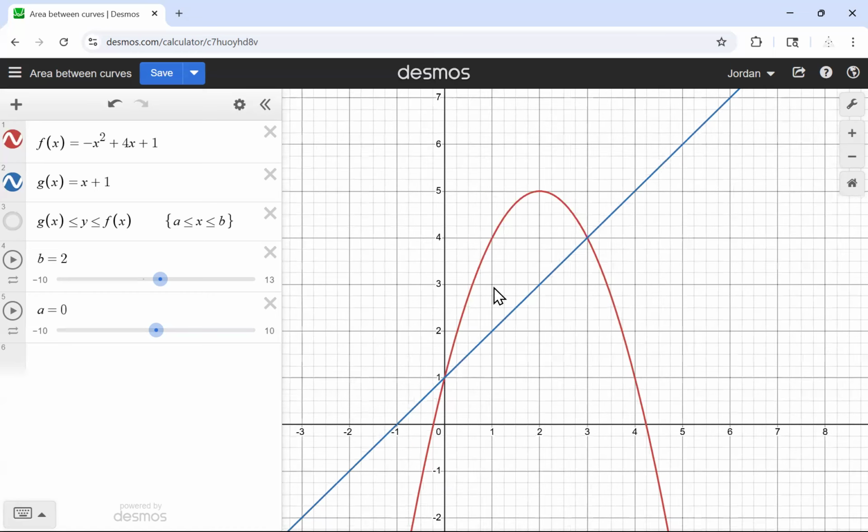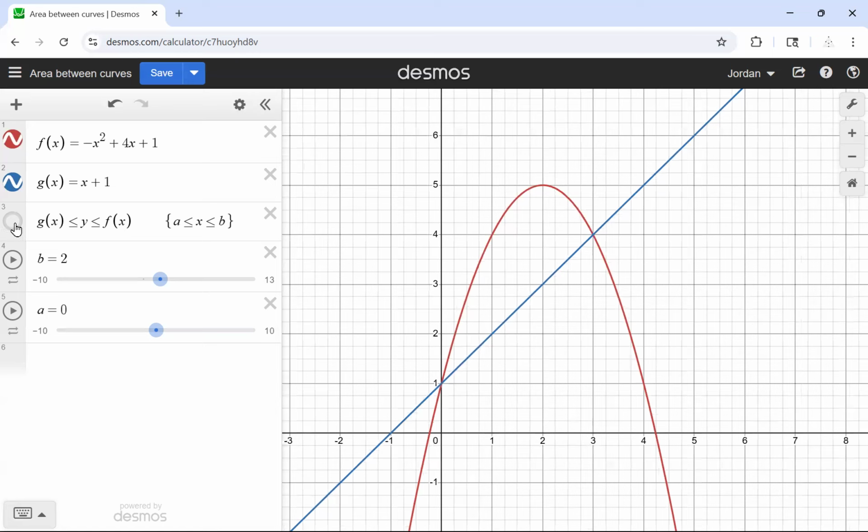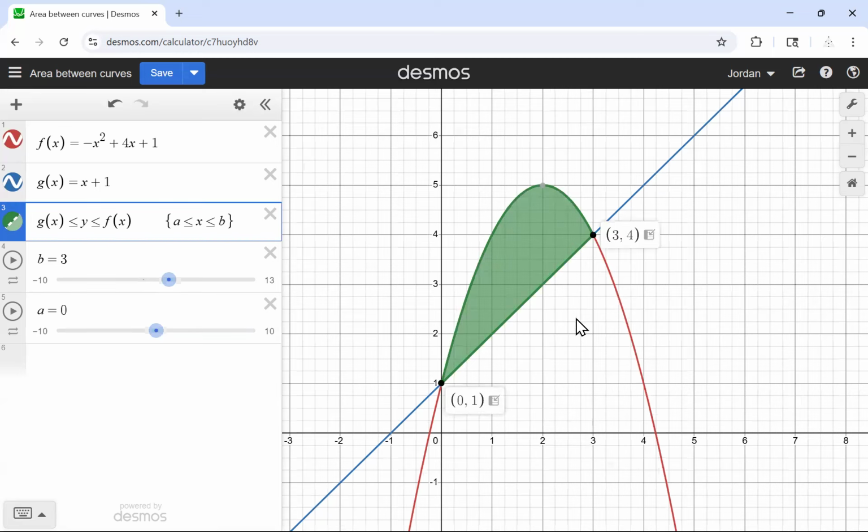Now, visually, we can kind of see what's going on. We're looking at a region from x equals 0 to x equals 3. And on that region, the parabola is above the line. So in this section, for the closed bounded region, the parabola is above the line.